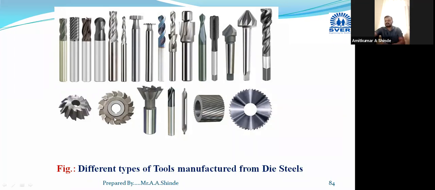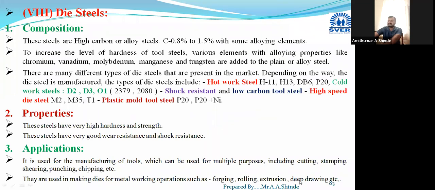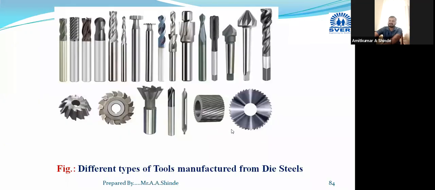I will repeat some applications. In die steels, we have discussed that all types of dies which we use for different operations, like forging, extrusion, and deep drawing, are manufactured with the help of these die steels. Rolling rolls are also manufactured, then different types of drills and reamers, and files, which we use in the workshop. Then different types of cutters that we are using.